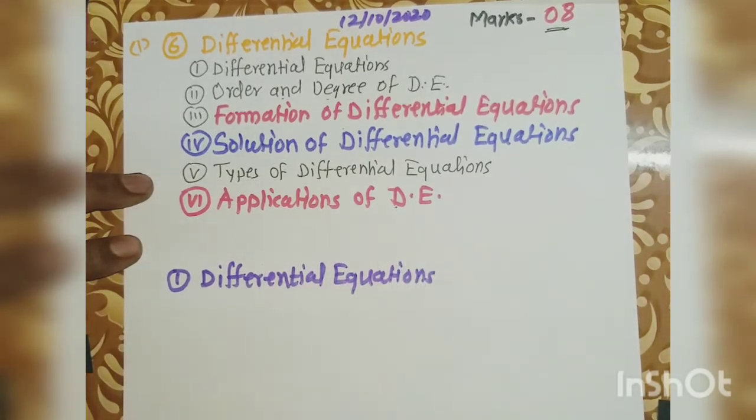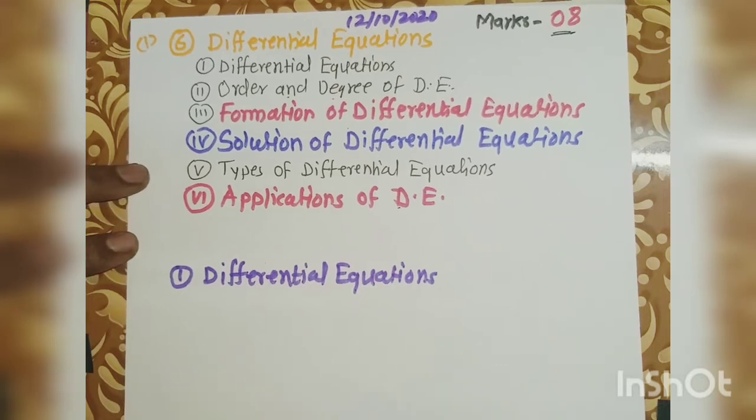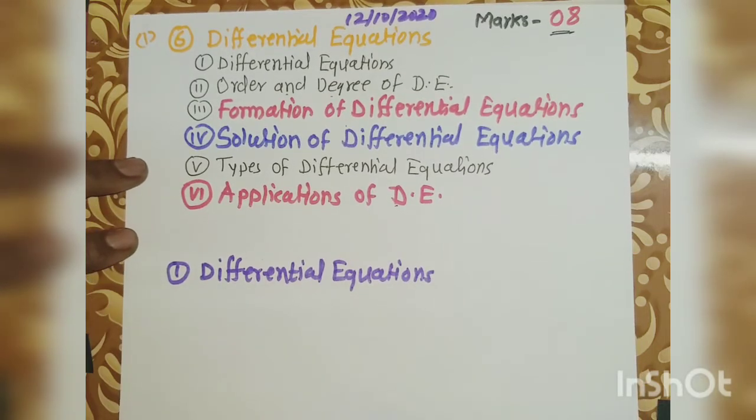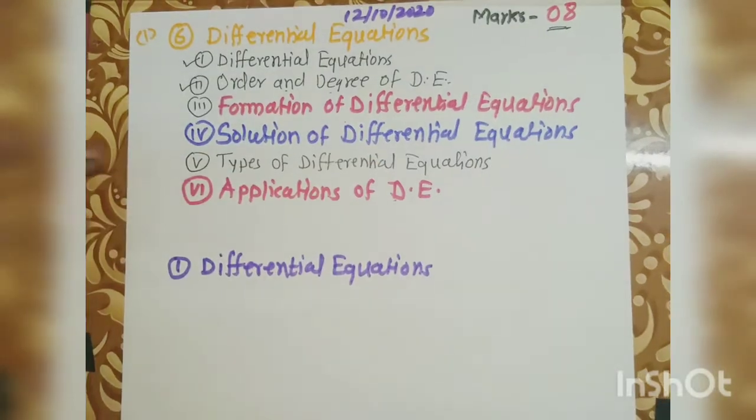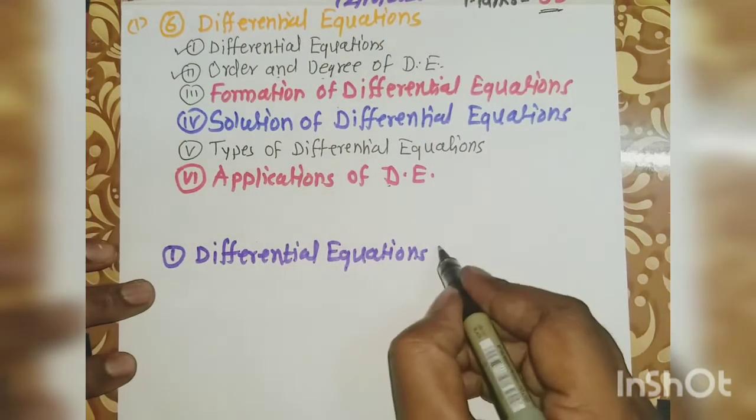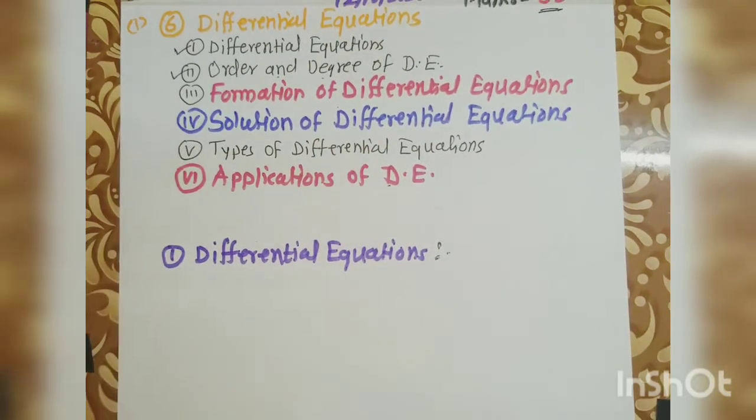In this chapter, there are different types of applications in physics, chemistry, biology as well as economics. Now, today we will discuss only what is meant by differential equation, that is the first point, as well as what is the order and degree of the differential equation. Now, the first point is differential equation.